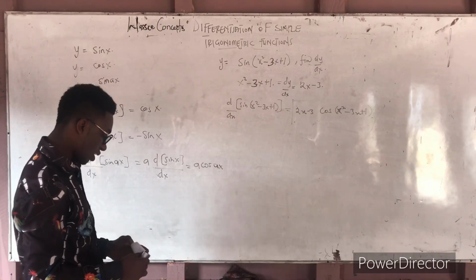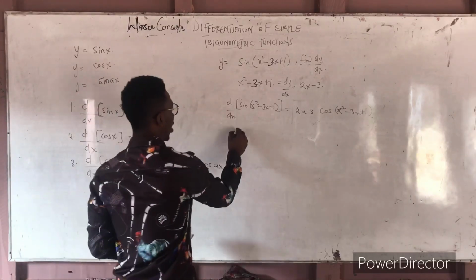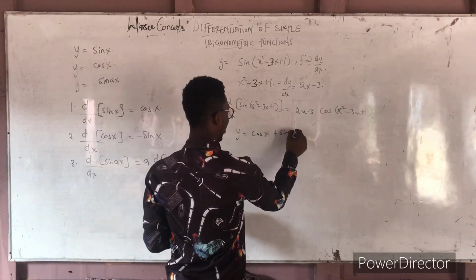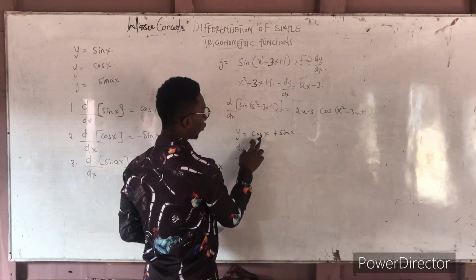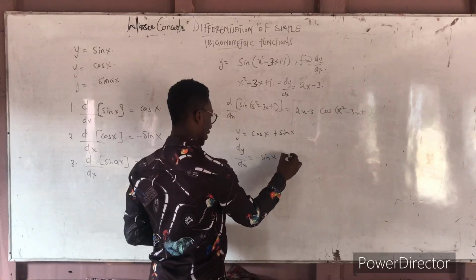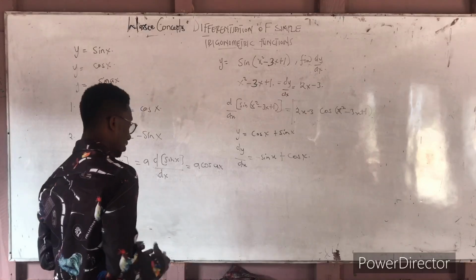Now let's take one more example. If we have y is equal to cos x plus sine x, and you want to find dy/dx, the derivative of cos x is always negative sine x, plus the derivative of sine x is always cos x. And this will be your answer.